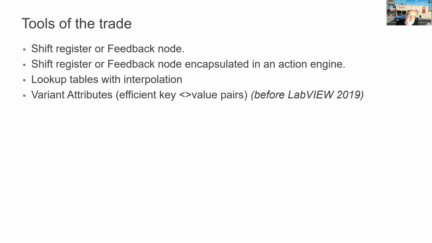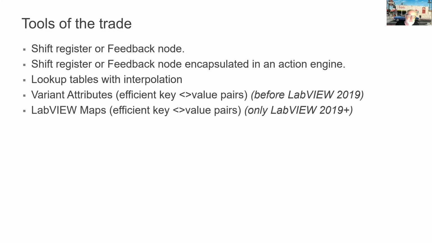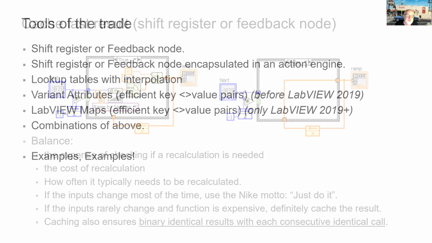So we have shift registers, we have lookup tables, we have variant attributes. That's an efficient key-value pair method. That's before LabVIEW 2019. Since LabVIEW 2019, we have maps, which is a much more flexible implementation of the same lookup, the same dictionary implementation. It's just better in many ways and more flexible, or combinations of the above. And we're going to take a look at some examples from my field, which probably don't mean much.